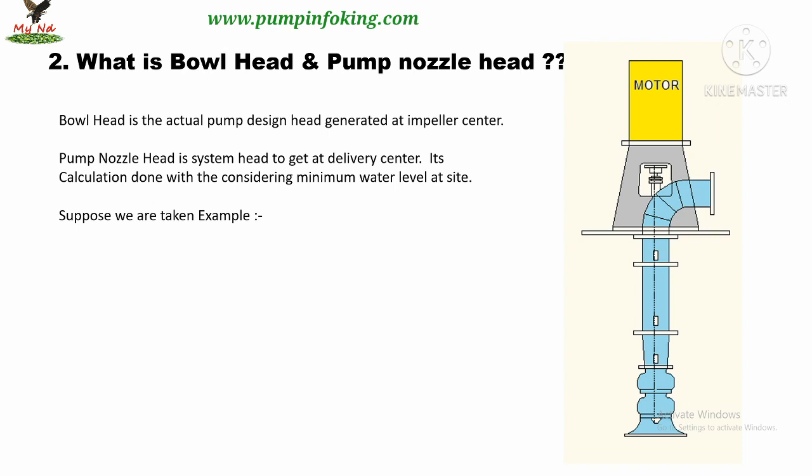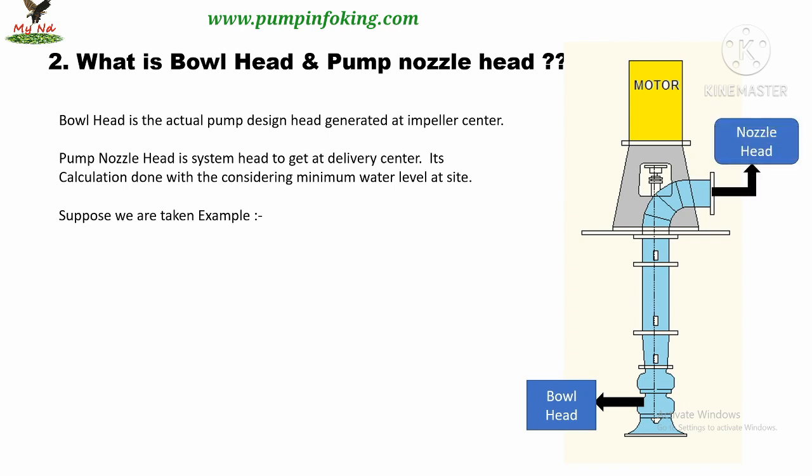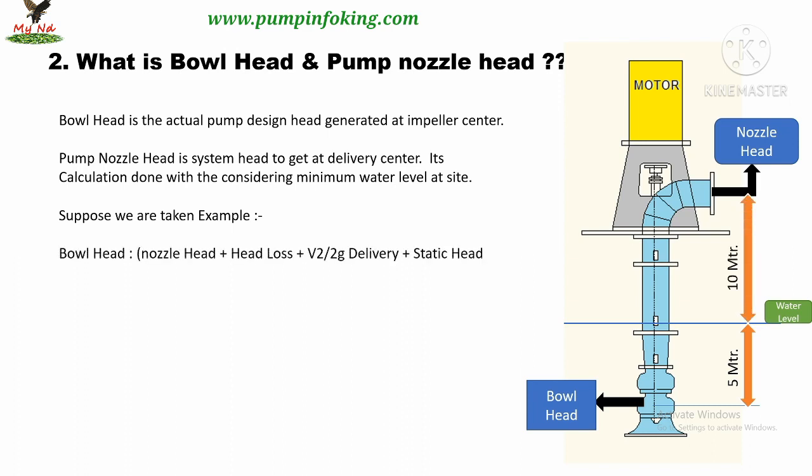Suppose we take an example here. Okay, this one is the bowl head generated at the impeller center, and this one is the nozzle head generated at the delivery bend center. Okay, and suppose this is the water level. So the impeller center to water level is 5 meters, and water level to delivery center is 10 meters. Okay, so what is the bowl head?